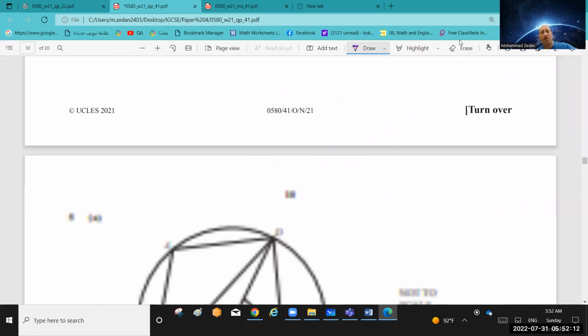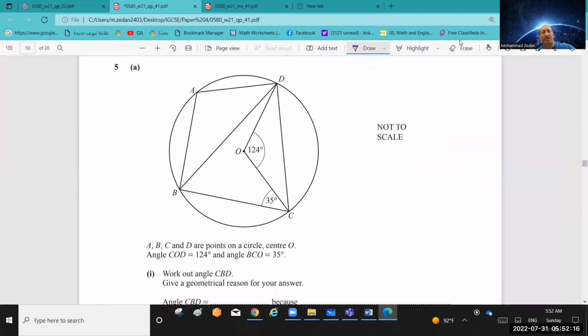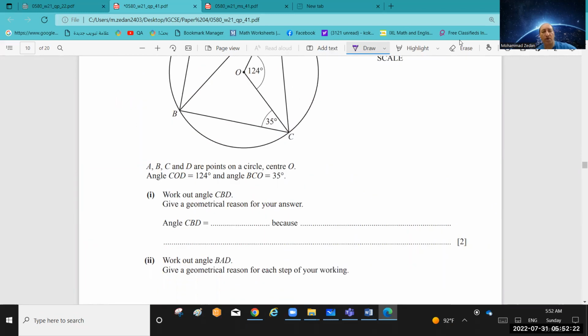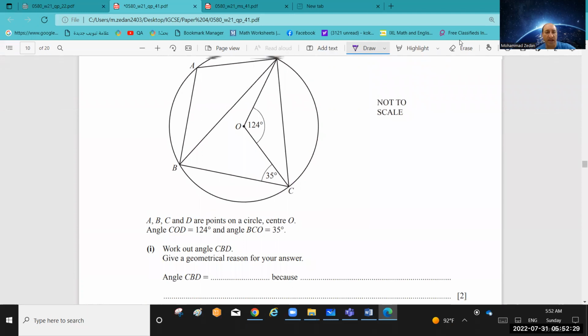Okay. This is a question about circle theorems. I have a cyclic quadrilateral ABCD and given 2 angles, 124 and 35. Work out CBD. CBD, where is it? Yeah, this angle.